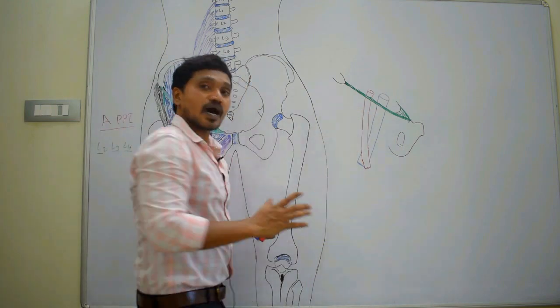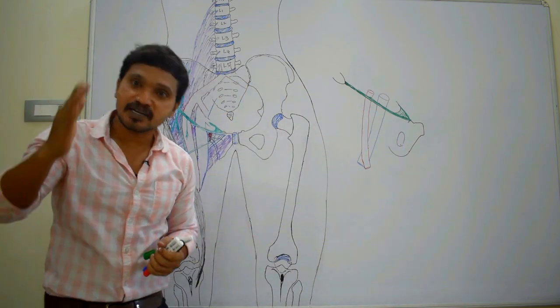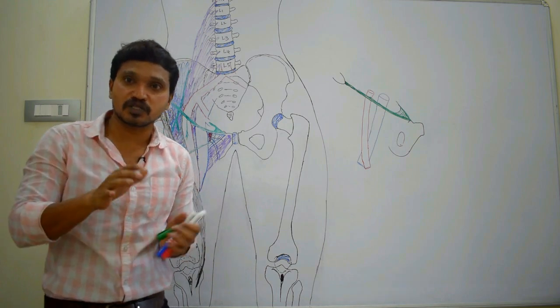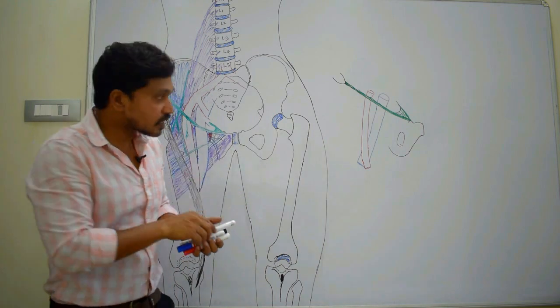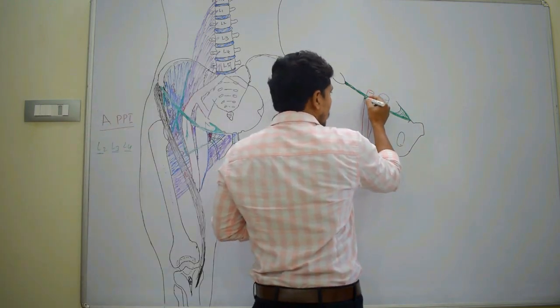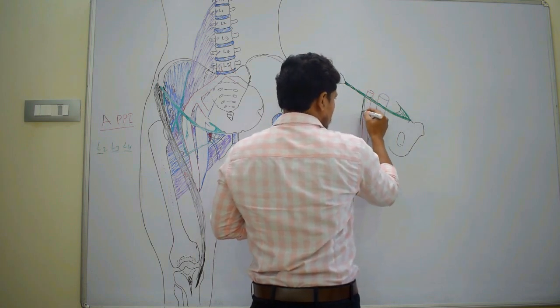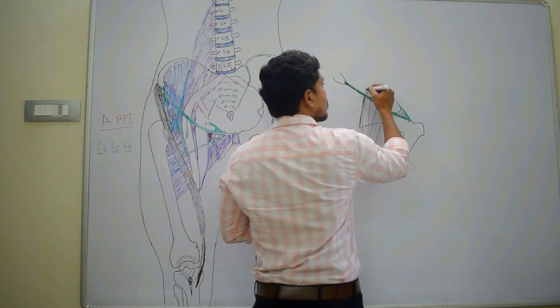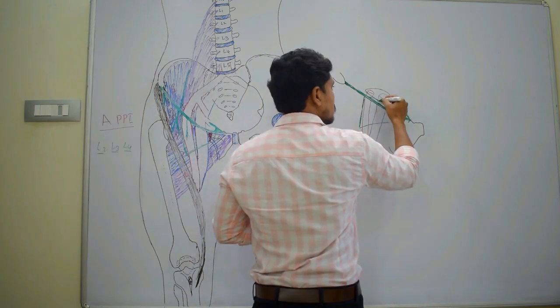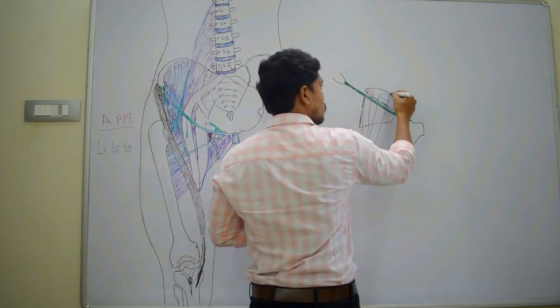These vessels are covered by one sheath anteriorly and one sheath posteriorly. Totally it forms the femoral sheath. So what are those? Anterior layer of the femoral sheath is formed by fascia transversalis. Posterior layer is formed by fascia iliaca. This is the anterior layer and this is the posterior layer.